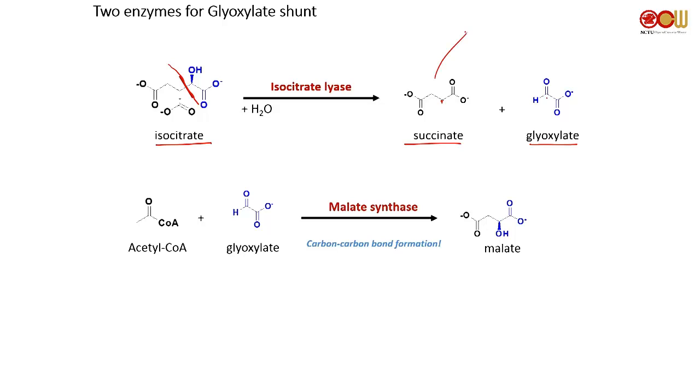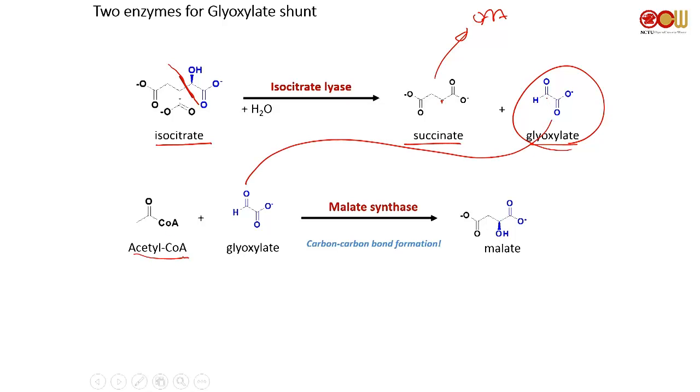Then succinate can go and become OA, and glyoxylate can come in and react with another acetyl-CoA, and you'll form malate. Malate can of course also go to OA. Malate synthase is again a carbon-carbon bond formation, and it's a very useful thing. So this is the glyoxylate shunt.